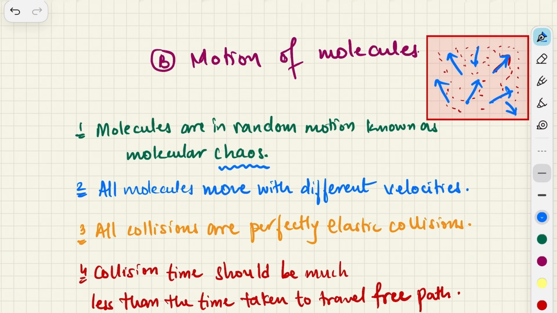People randomly moving anywhere in any possible direction. This is what is called chaos.